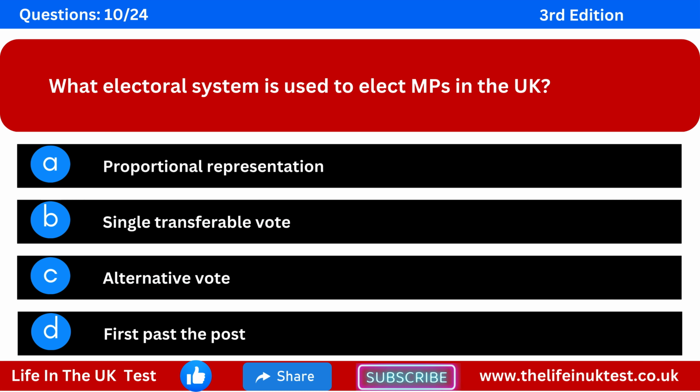What electoral system is used to elect MPs in the UK? Option A: proportional representation. Option B: single transferable vote. Option C: alternative vote. Option D: first past the post.